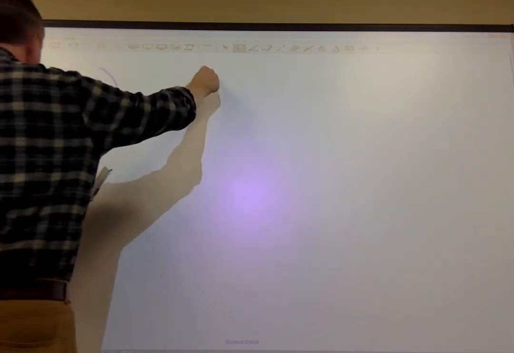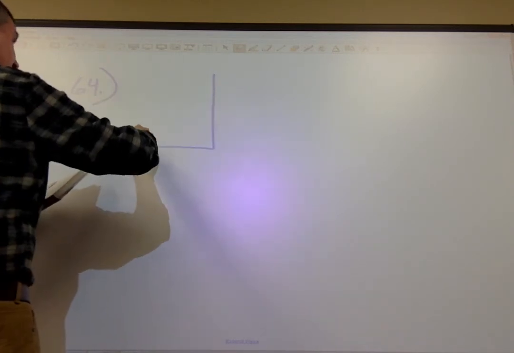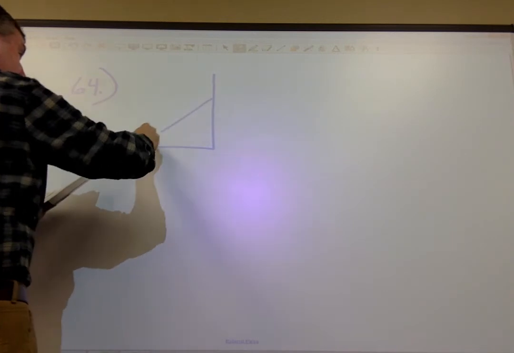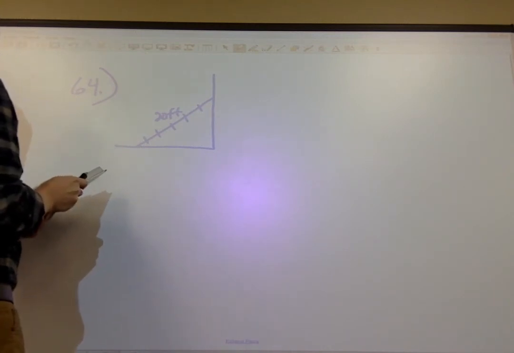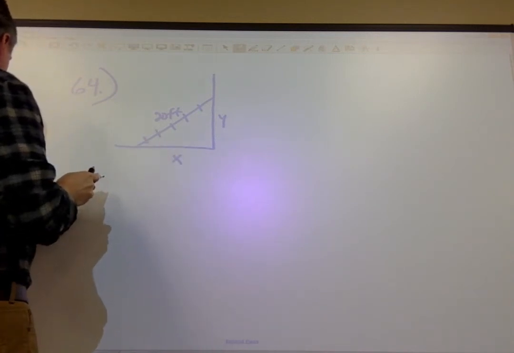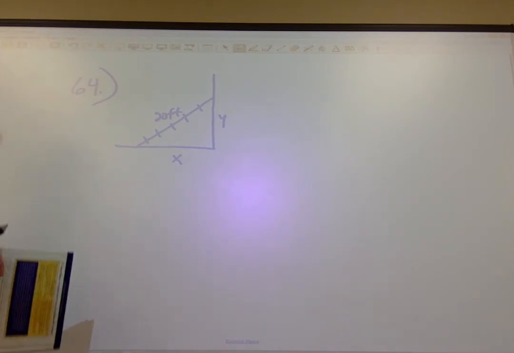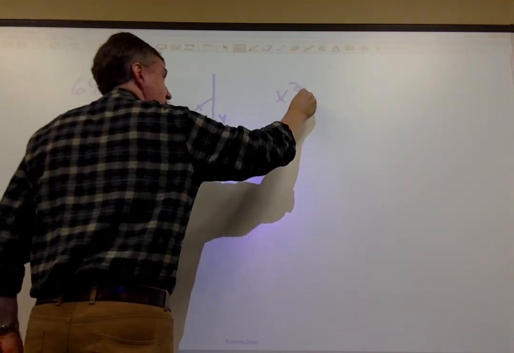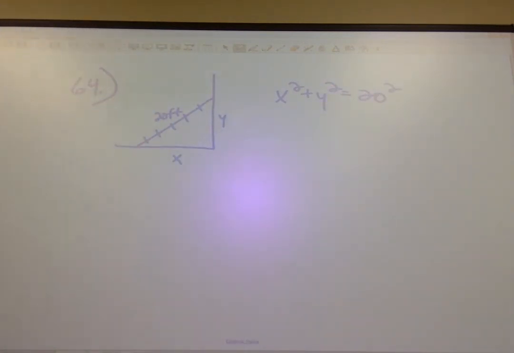So, if I just make a quick sketch of it, the ladder stays 20, doesn't it? It's going to start falling down, but it's going to stay 20. They're calling this Y and this X. Okay. What is my relationship? And they even tell me that. X squared plus Y squared is 20 squared. Okay. Because 20 is my hypotenuse. All right.